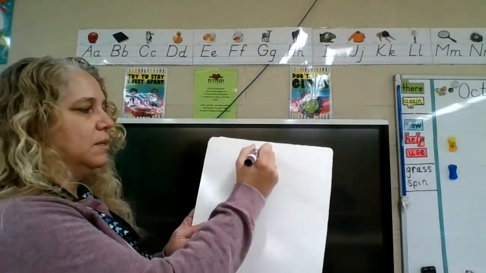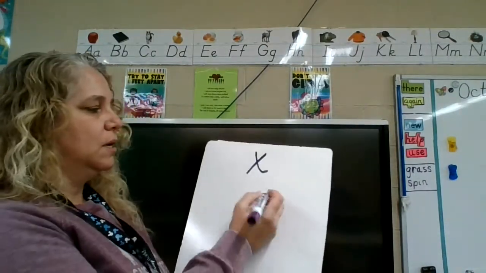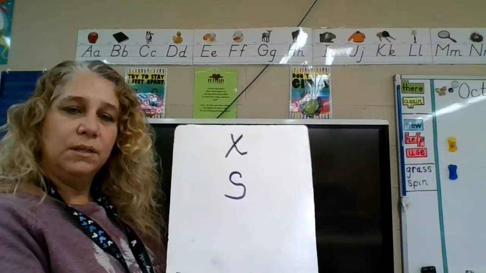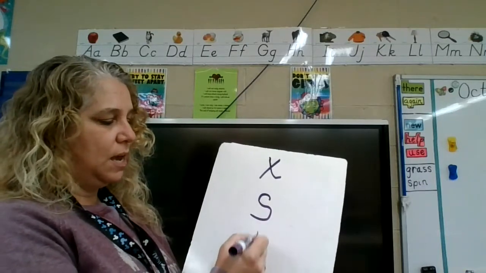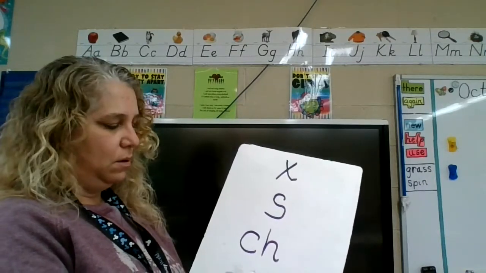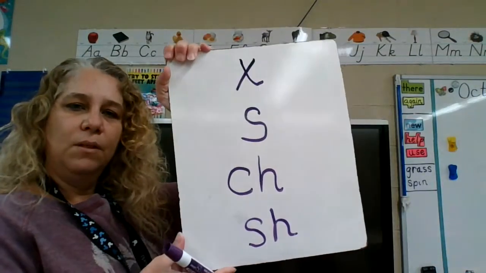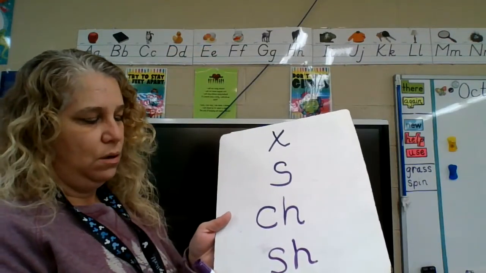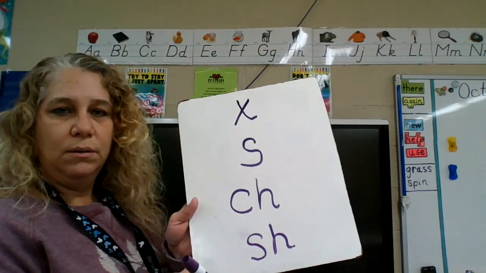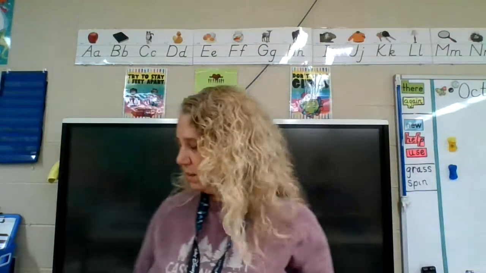So if a word ends in X, and there's not a lot of words that end in X. If it ends in an S, this is a noun. If a noun ends in X, or an S, or a CH, or an SH. Those are the words that you would add ES to make it plural. Those kind of nouns need an ES to make it plural.